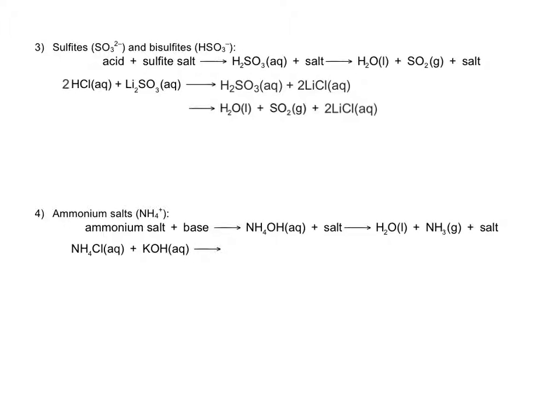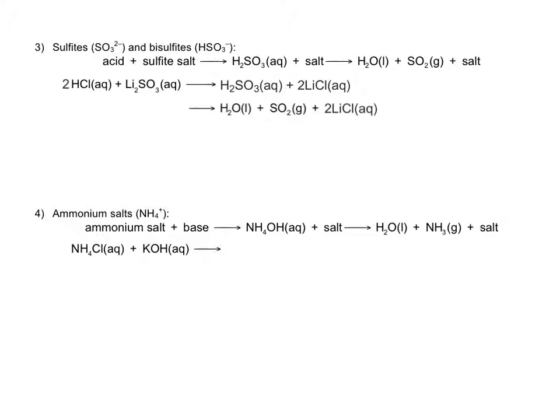And then the final example we have here are ammonium salts. And ammonium, remember, is NH4 plus. And those are going to react with a base. So in this case, in the first three examples, we all had anions that were reacting, and that's why an acid is what they were reacting with. This is a cation, and so it's going to react with a base.